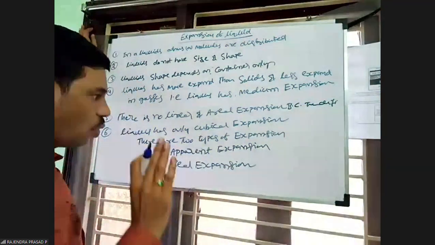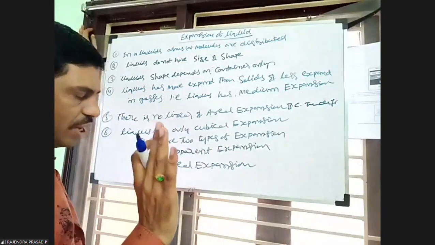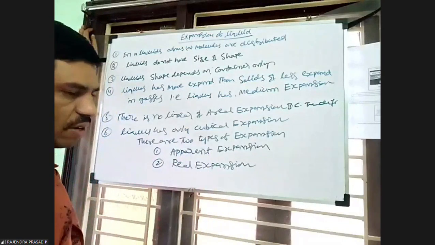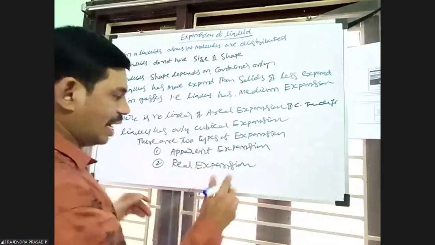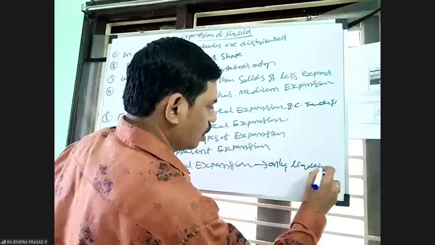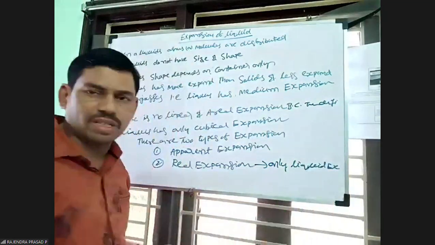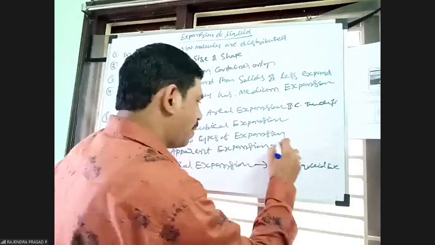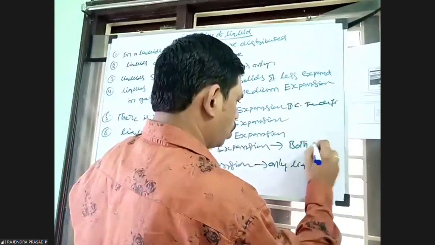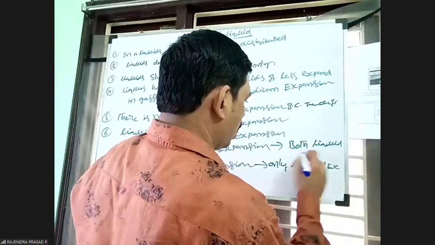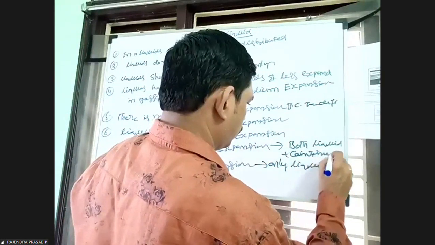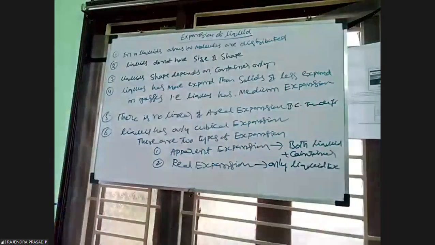So liquids have only cubical expansion, and there are two types: apparent expansion and real expansion. Real expansion means only the liquid expansion. What is apparent expansion? It involves both the liquid and the container.